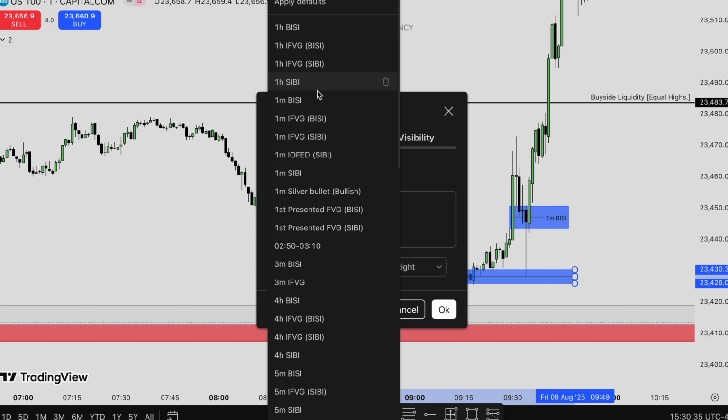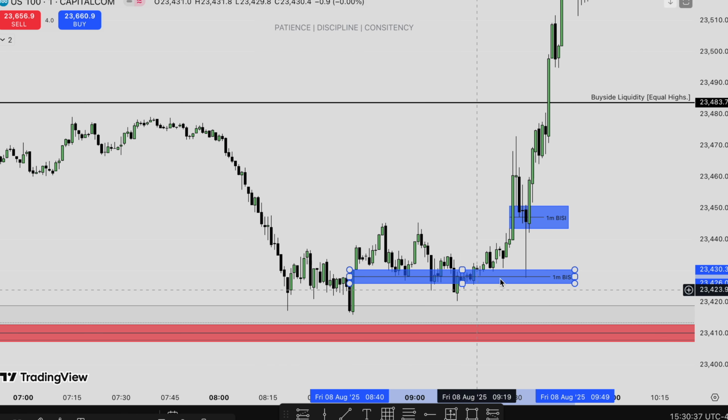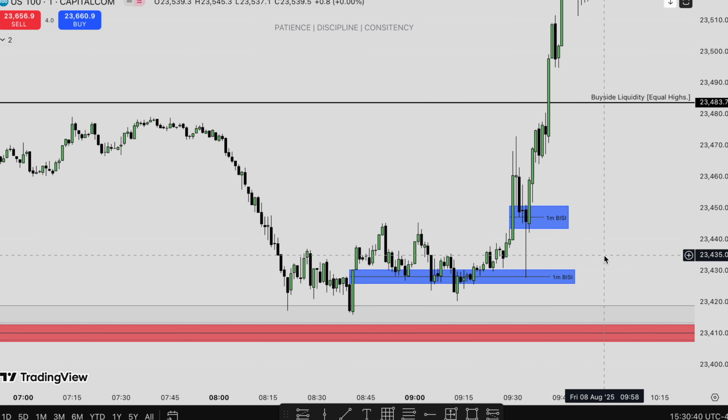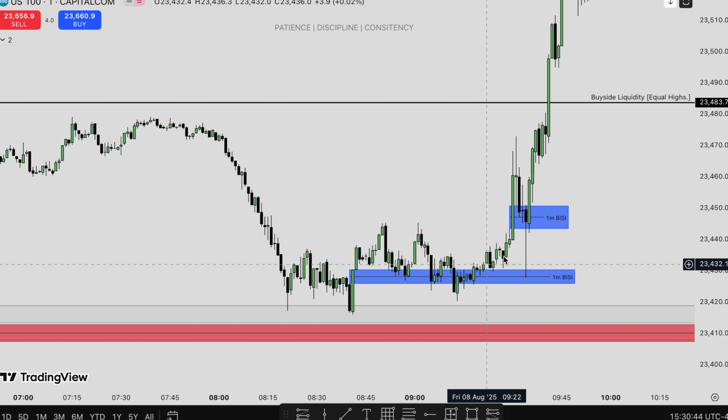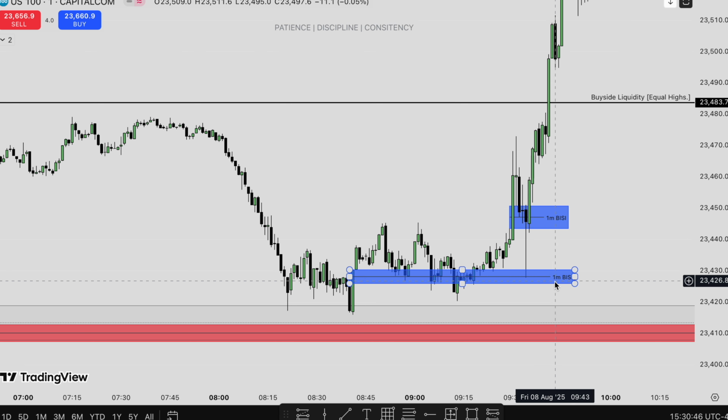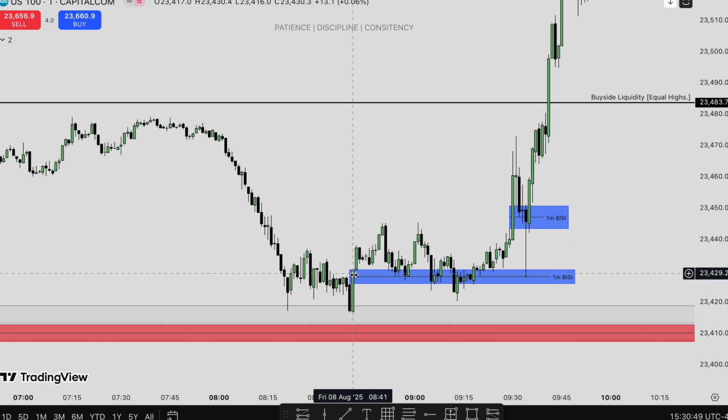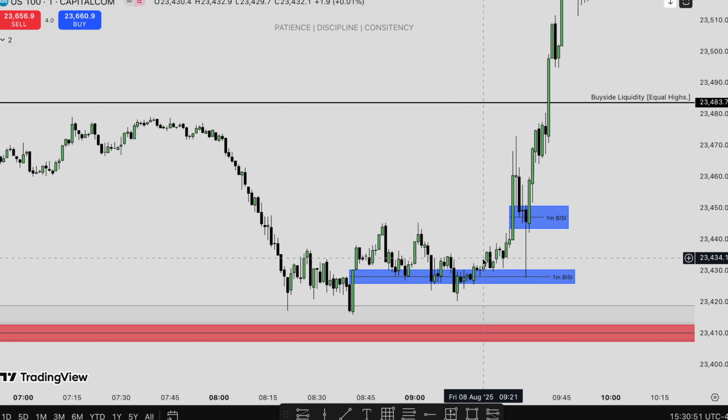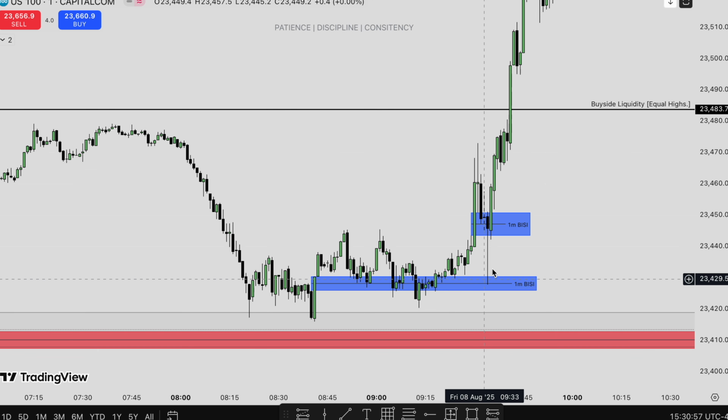This is because ICT has taught us that these levels do not expire. You can stretch them out and continue to use them, right? So this is price just reclaiming this 1 minute BISI. Price has reclaimed this 1 minute BISI, and we are using it right there again, right? So it doesn't matter that it has been failed. No, we keep using it. These levels don't expire. So I was looking at this. Look at how price just respects the consequent encroachment right there, and we trade higher.